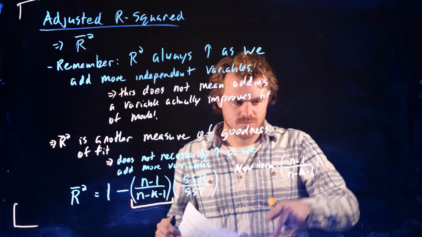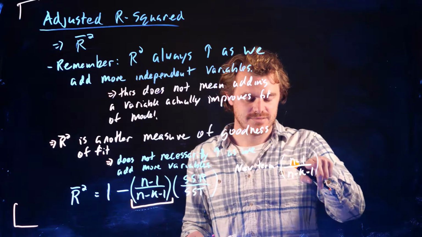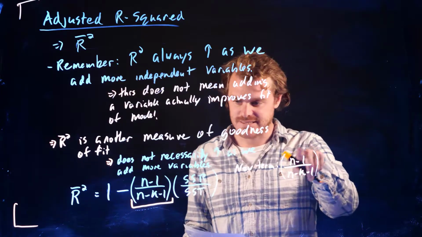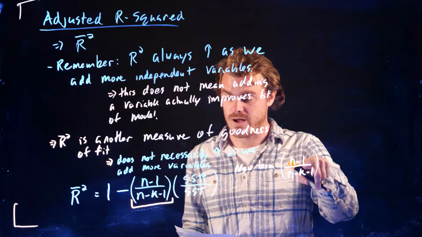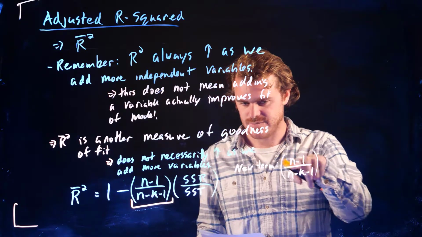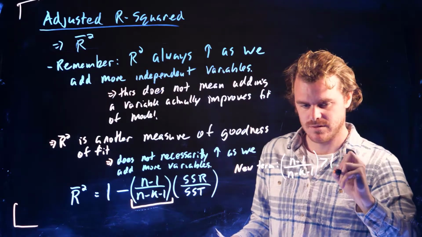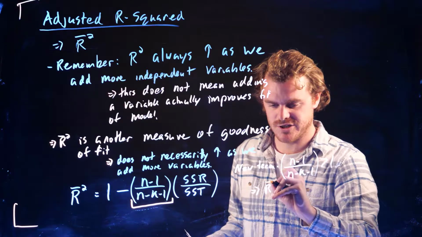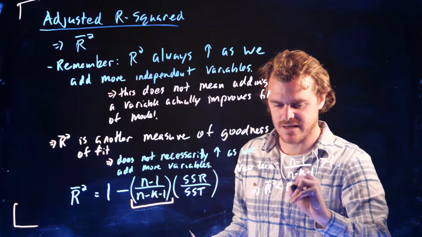And so notice that this is going to be greater than 1, which implies that adjusted R-squared is going to be less than R-squared.